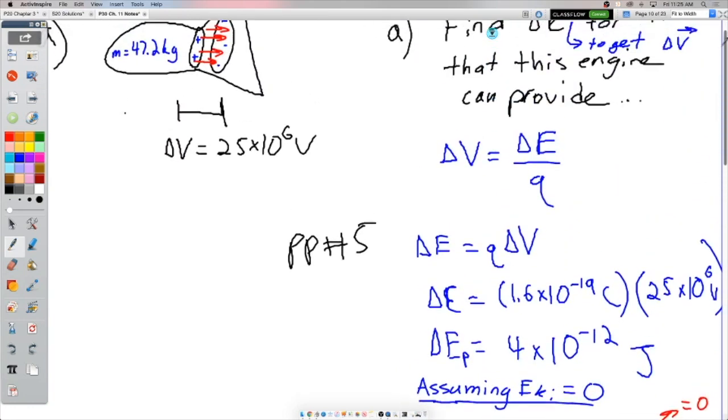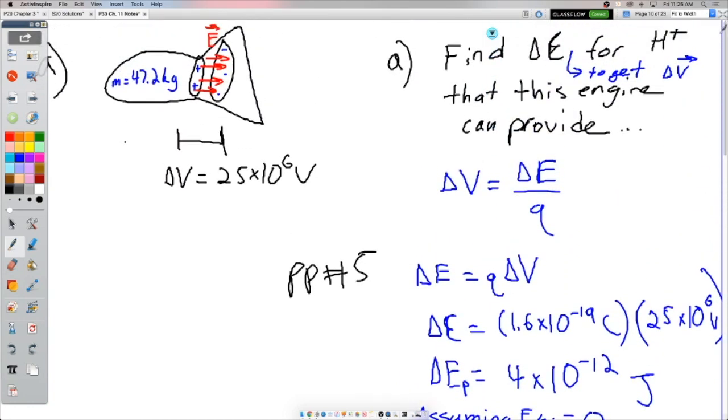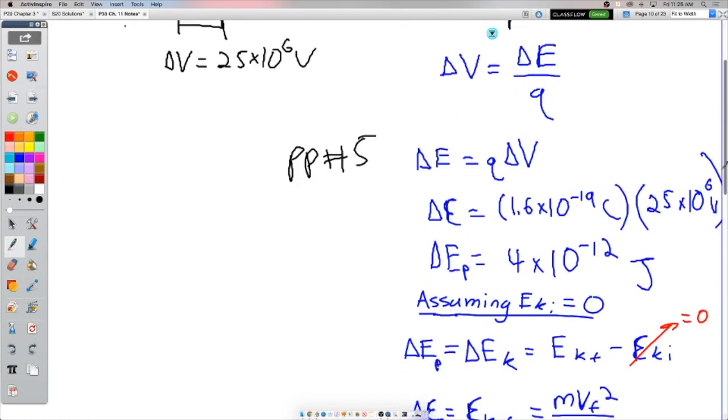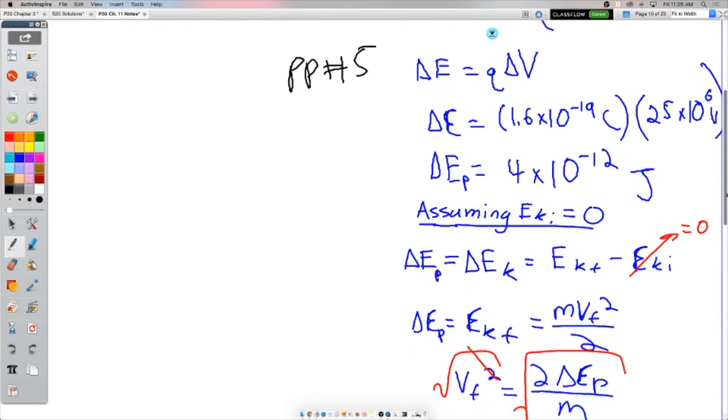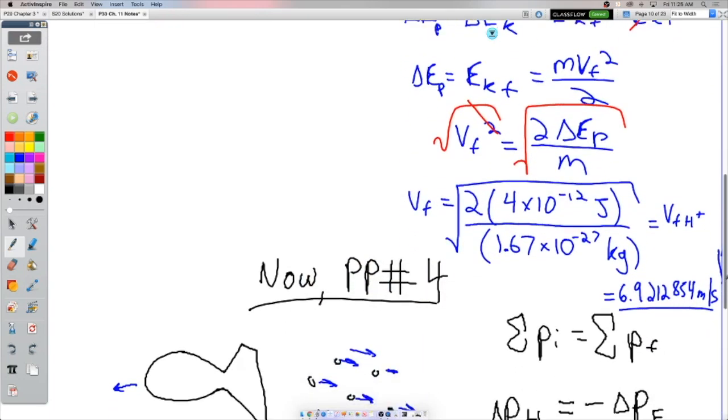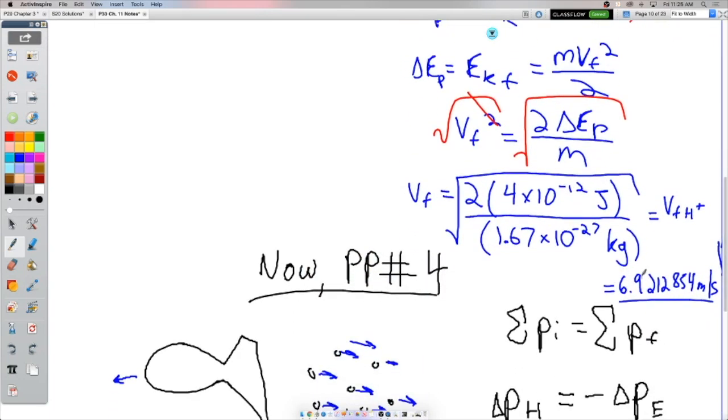Great. How does that tell us? Because don't forget, what we're trying to do is figure out how many hydrogen ions it would take to make this engine move 1 meter per second faster. So to do that, we need to go back and say, if this engine with that potential difference can make something with that charge move this quickly, it's going to make every hydrogen ion move that quickly.